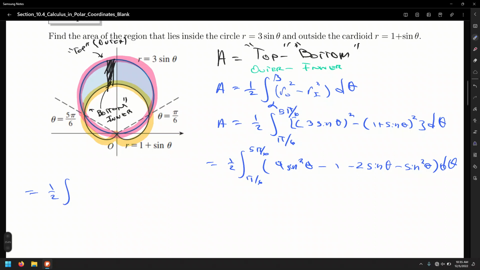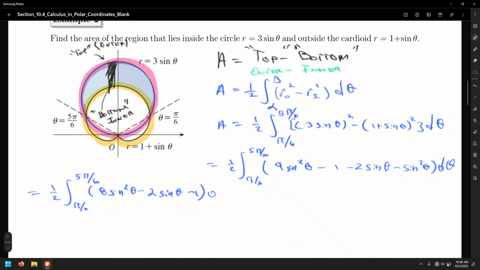1/2 integral from pi over 6 to 5 pi over 6. And well, that's going to be 8 sine squared theta minus 2 sine theta and minus 1. All right. And d theta, of course. Don't forget the d theta.